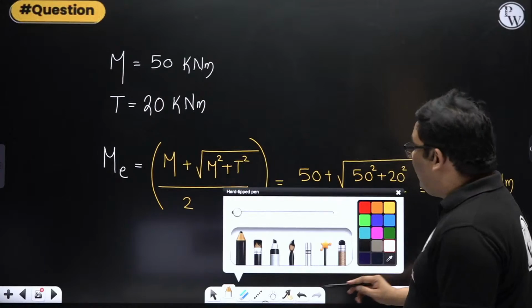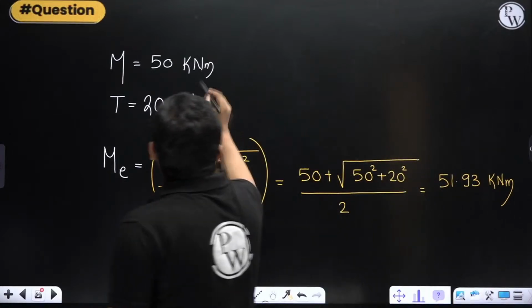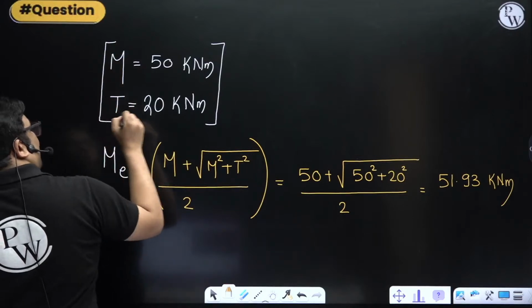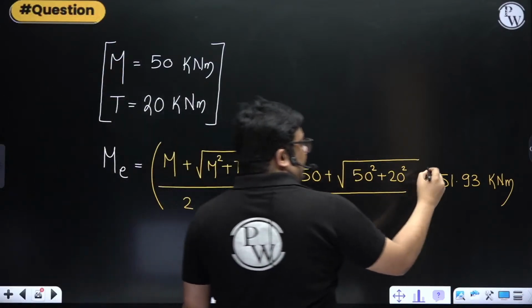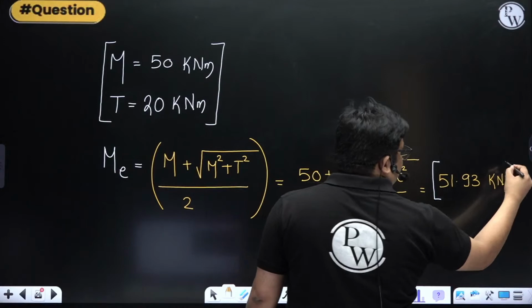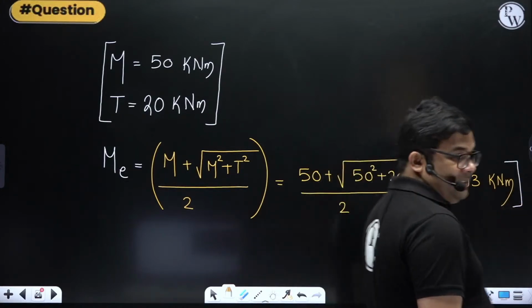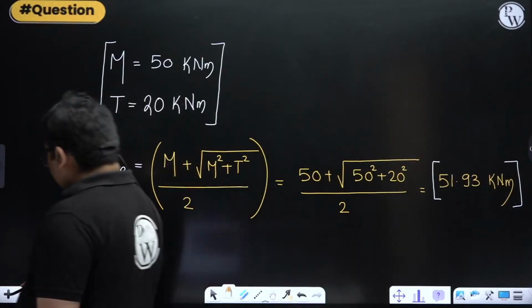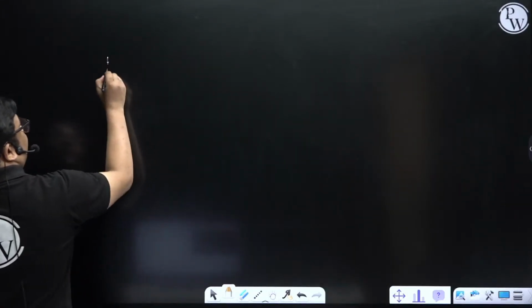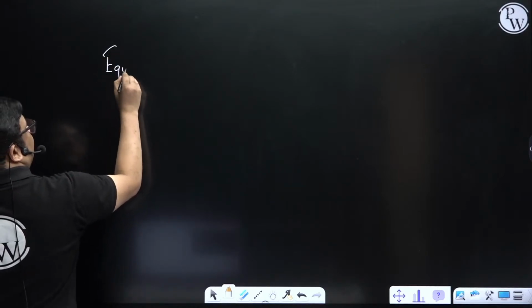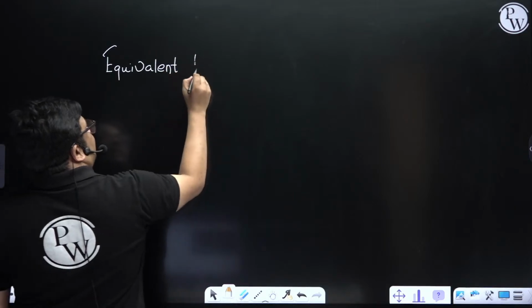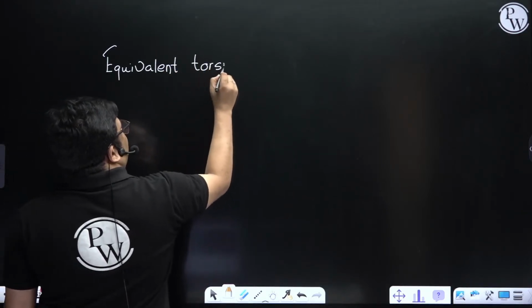So if you apply these two, or you apply this one, you will get the same maximum principal stress. Then there is the concept of your equivalent torsional moment. What is this equivalent torsional moment?